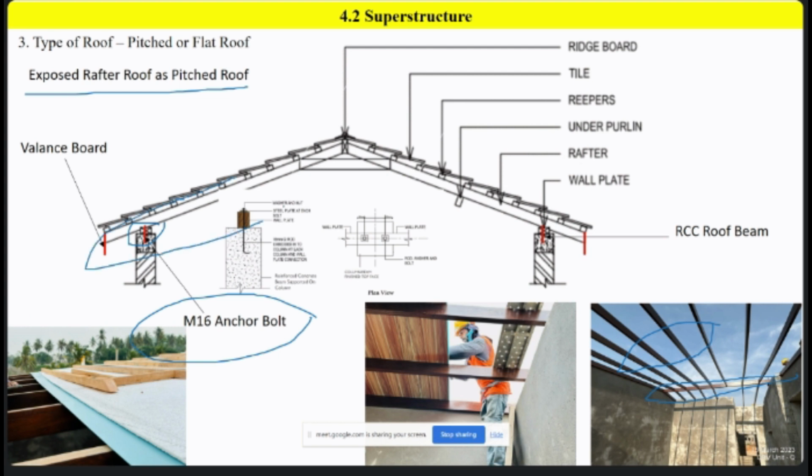Now here you can see the rafter and here you can see the other side, the opposite side. This is your purlin. We are using 2x2s as the purlin.